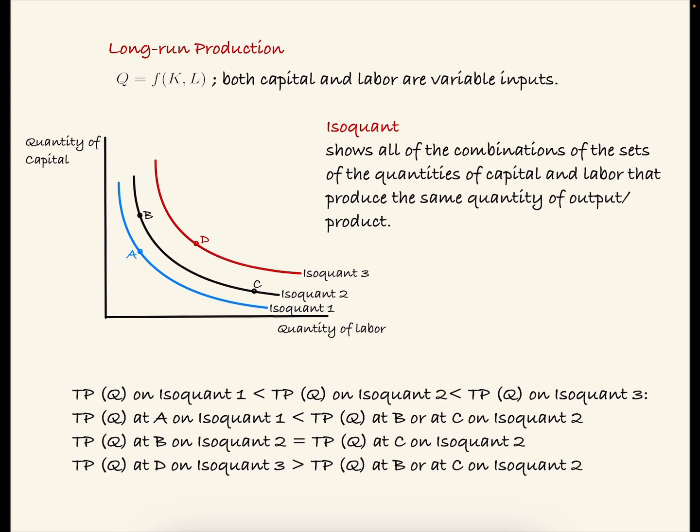And finally, the total product at point D on isoquant 3 is greater than the total product at point B or at point C on isoquant 2. As mentioned before, as the isoquant moves further away from the origin, there is a greater total product along that isoquant.